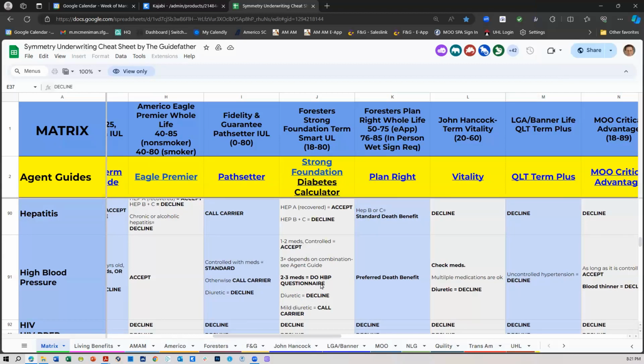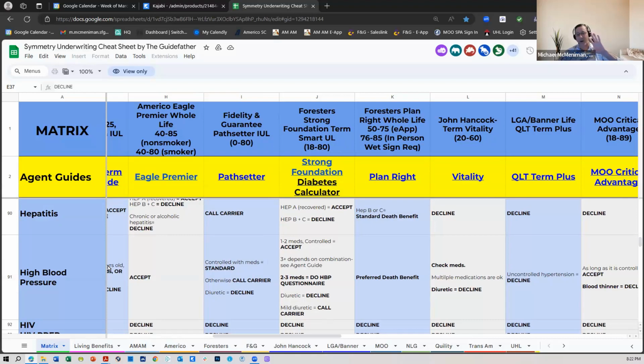Right? So what you'll find is when people have high blood pressure, if it's one med and under control, they're probably good for everything. If it's two meds, they're probably okay as long as it's not a diuretic. What you'll also find is that they're likely going to be approved for whole life and a final expense product, but they're not likely to be approved for term coverage. And also bear in mind that oftentimes IUL uses the same underwriting as term.